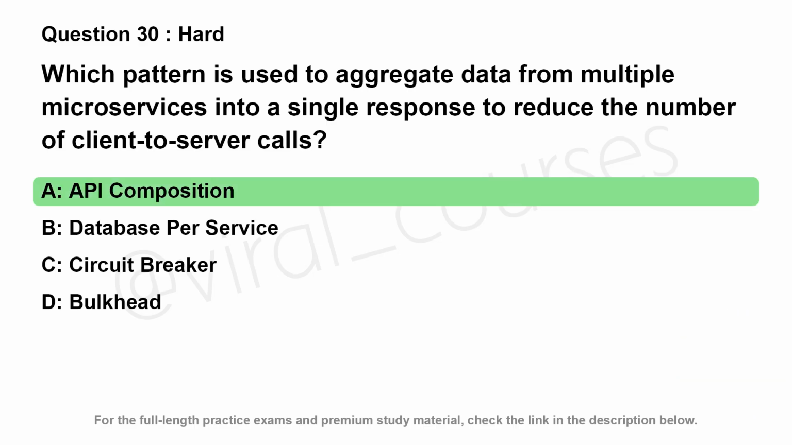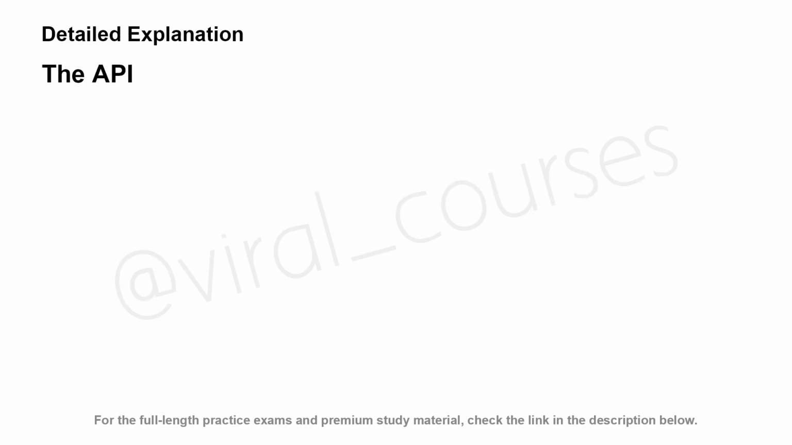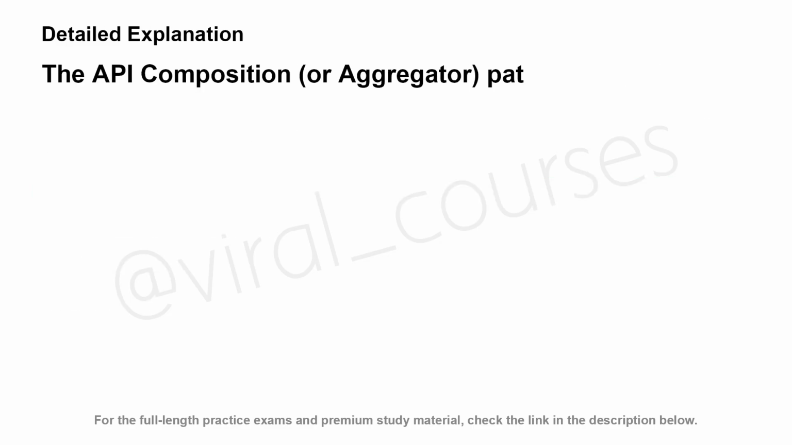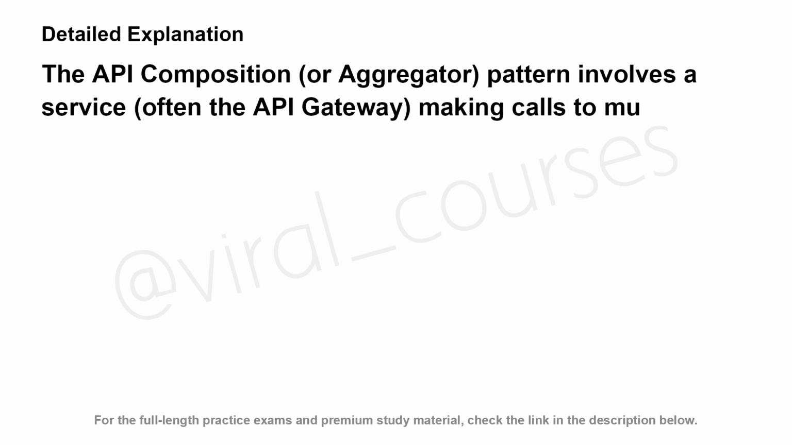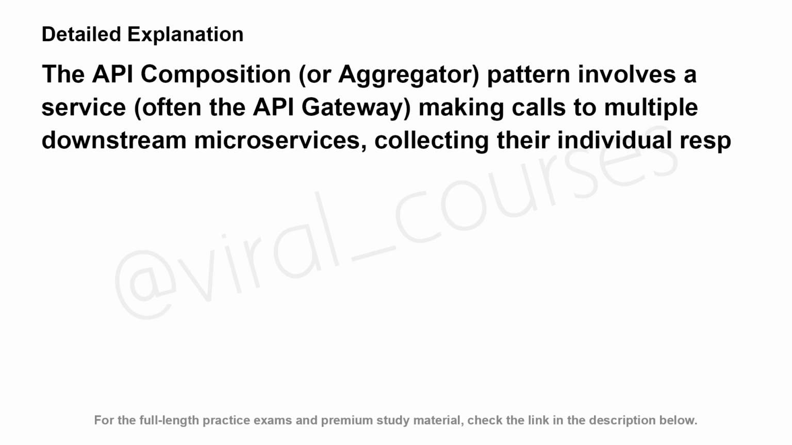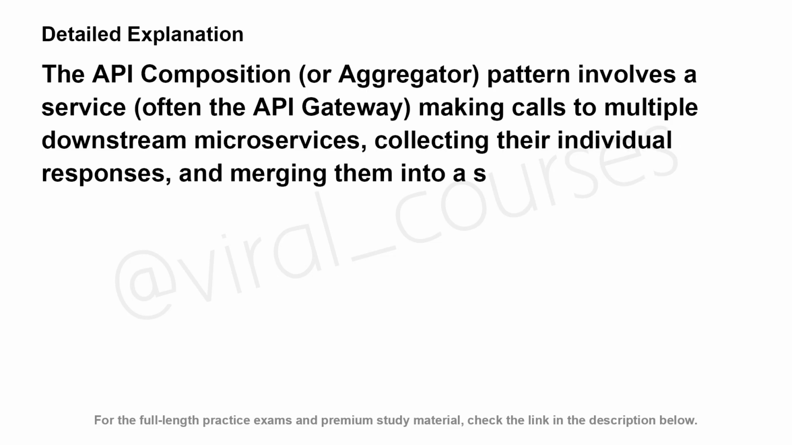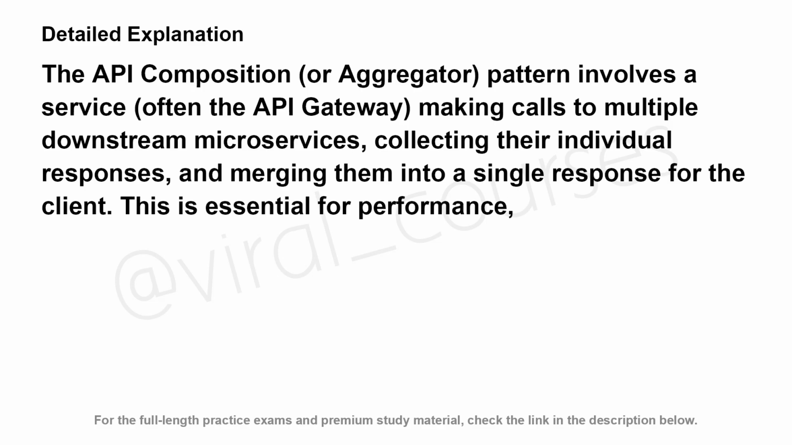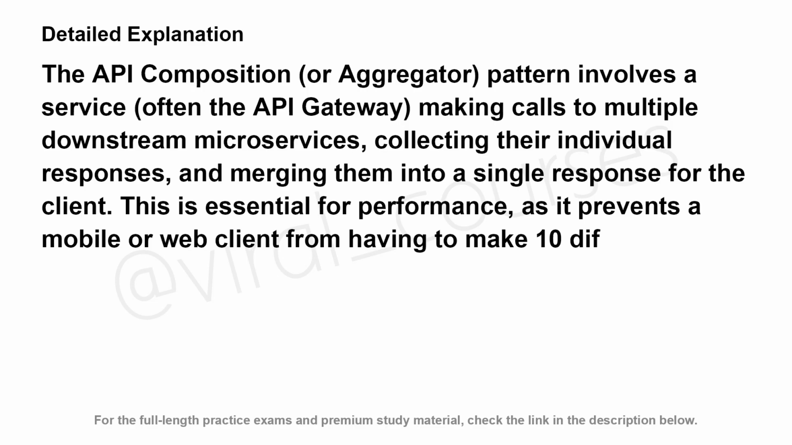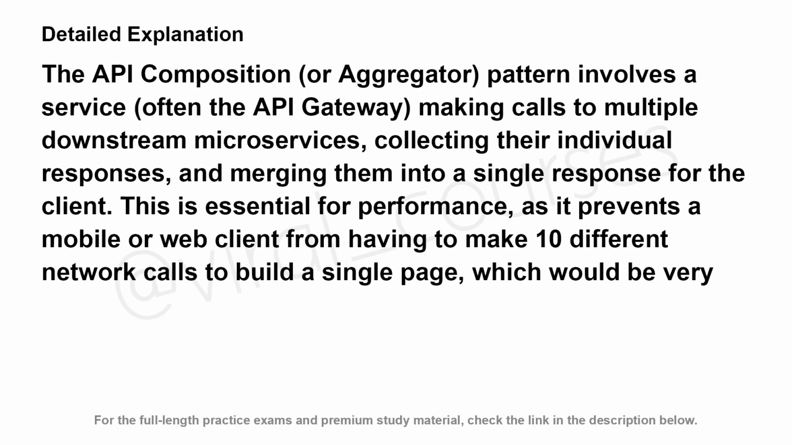The correct answer is A. The API composition, or aggregator, pattern involves a service, often the API gateway, making calls to multiple downstream microservices, collecting their individual responses, and merging them into a single response for the client. This is essential for performance, as it prevents a mobile or web client from having to make 10 different network calls to build a single page, which would be very slow over mobile networks.